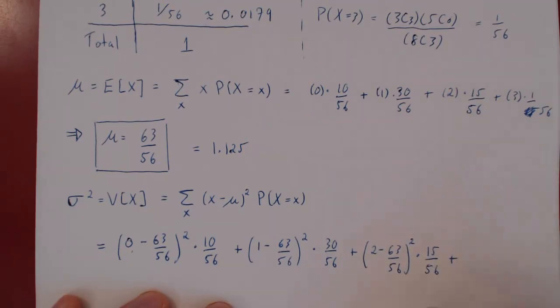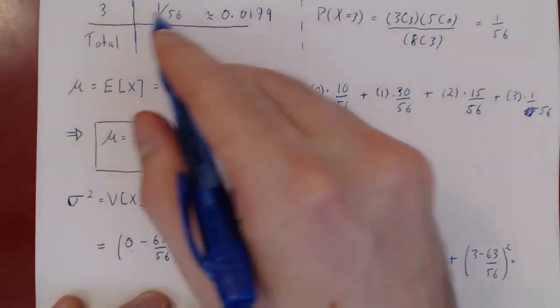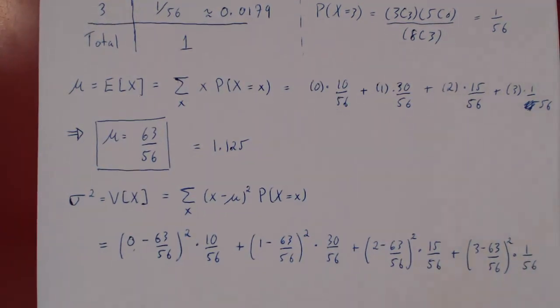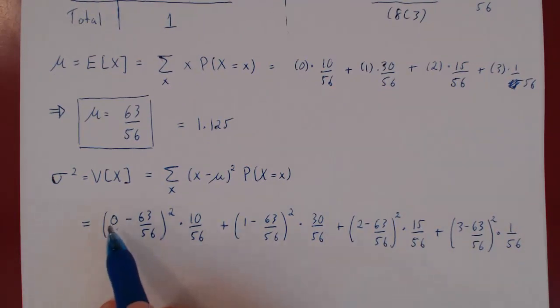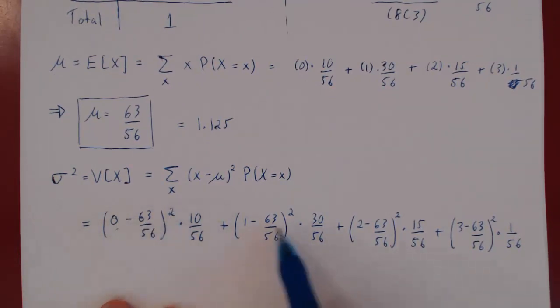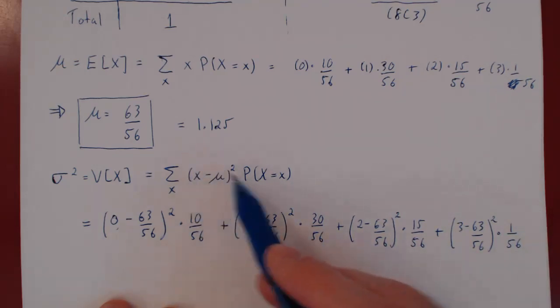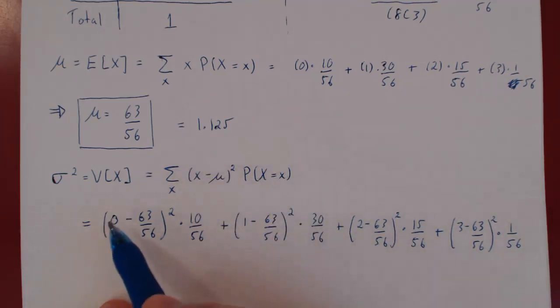Plus our last value of x when x is 3, so 3 minus the mean, 63 out of 56, squared, times the probability of observing a value of x equals 3, and that is 1 out of 56. And there you have it, right? So you sum over all possible values of x, x minus the mean squared, 1 minus the mean squared, 2 minus the mean squared, 3 minus the mean squared, and you have to multiply each term by the probability of observing the particular x value.